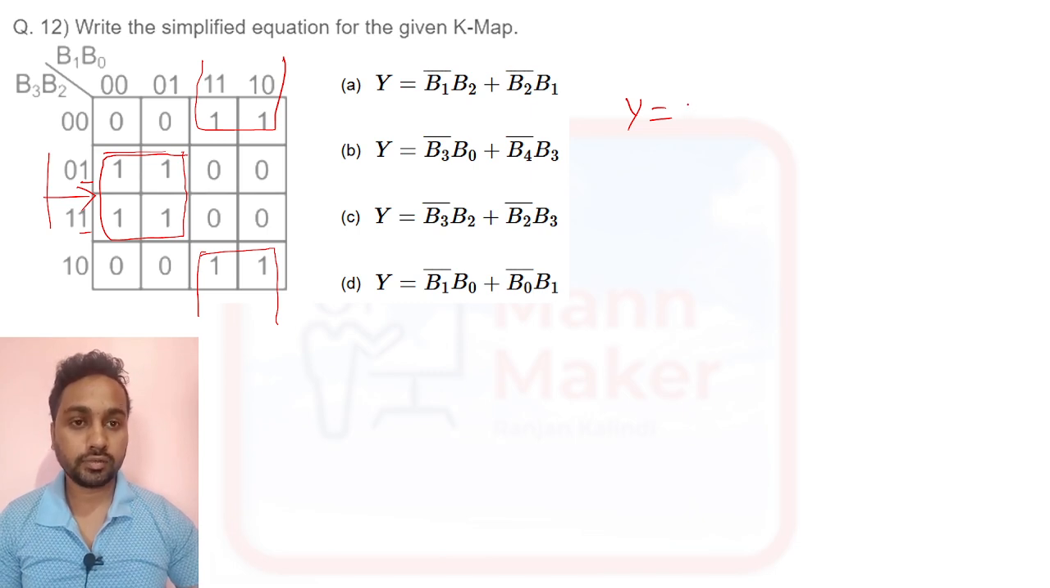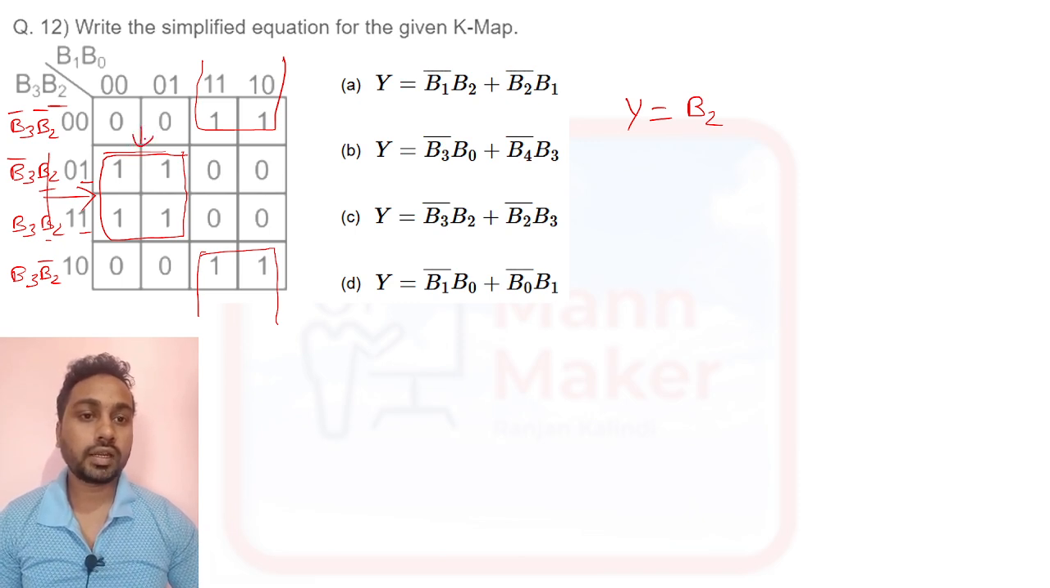So from here we can write, 1 is your B2. Here you can see 0 0 means this is B3 and B2, 0 means bar. Here also B3, B2, 0 means bar, and B2 will be like this. Then 1 1 means B3, B2. Then here B3, B2, and 0 means bar. Like this you need to put.